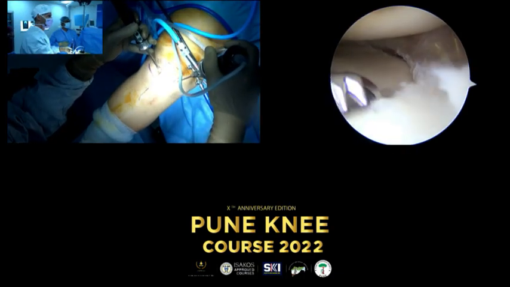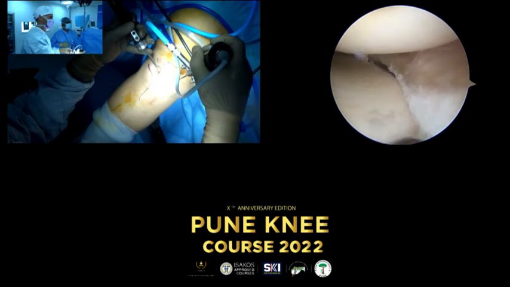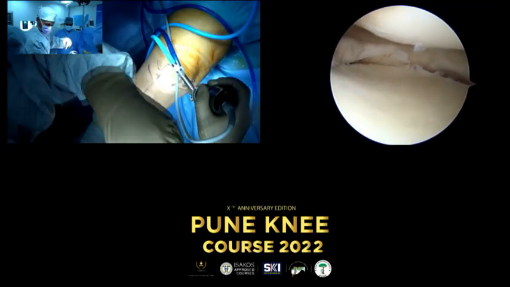Okay, I think we are quite well here. This part is harder, the remnant of the anterior horn. We will go more aggressively with the radiofrequency, RF.